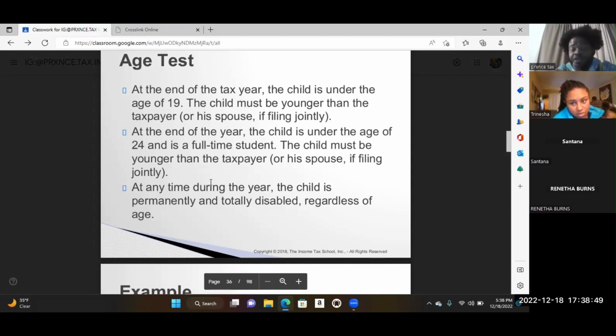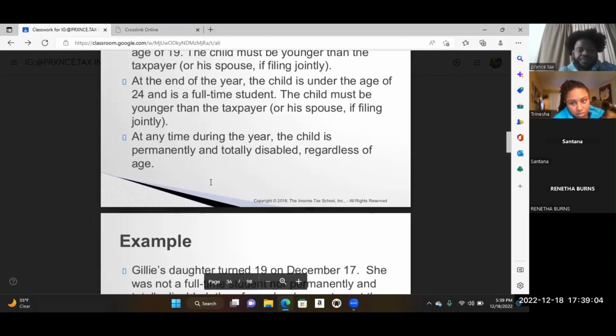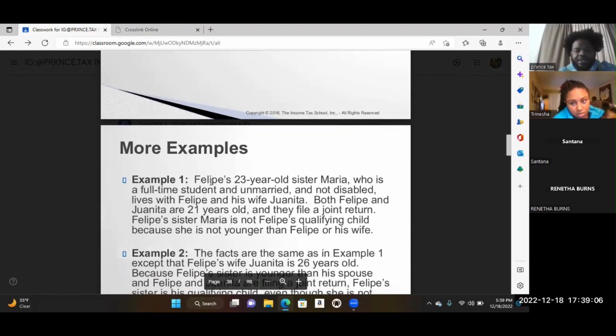You will have individuals who are permanently totally disabled that care for others. And this is how that works. That's the reason why they receive a refund for that individual, and that's what it's based on. All right, these are examples.